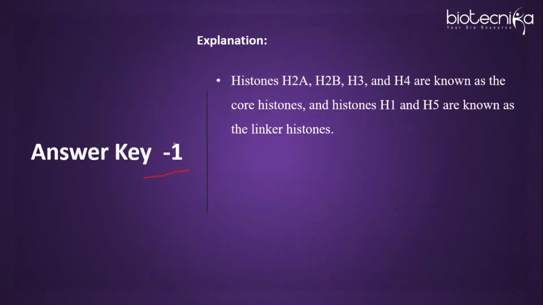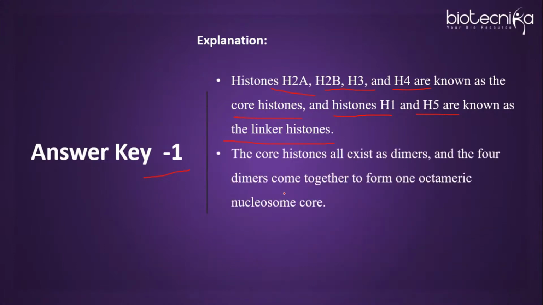Okay. So histones H2A, H2B, H3 and H4 are known as the core histones. Right? Yes, exactly, Antara. It is an octamer. And histones H1 and H5 are considered to be the linker histones, right? So these core histones will exist as dimers and the 4 dimers will come together forming an octameric nucleosome core. So obviously you can eliminate the first option, right?